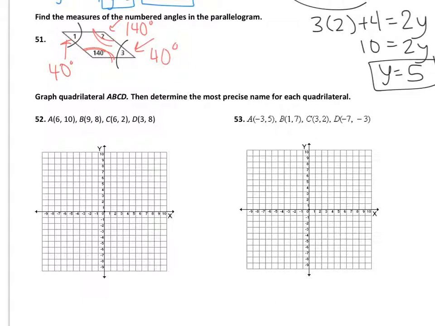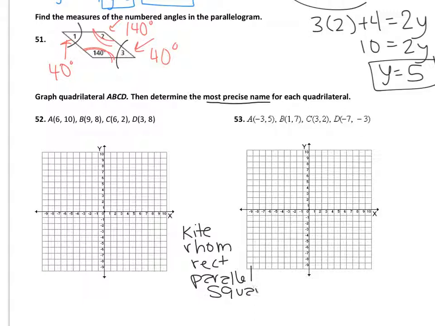And the last problem is graph the quadrilateral, then determine the most precise name. So your answer is going to be something like a kite, a rhombus, a rectangle, a parallelogram, a square, a trapezoid, and an isosceles trapezoid. I think I got them all.